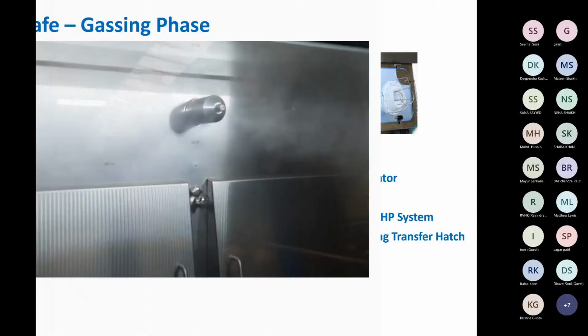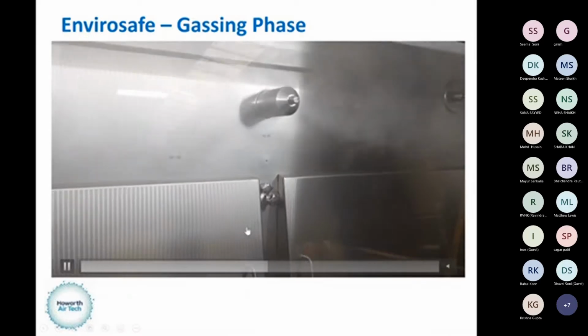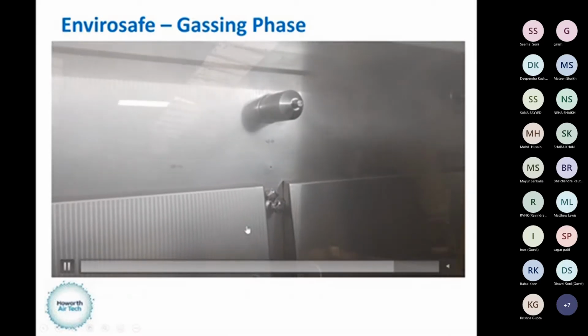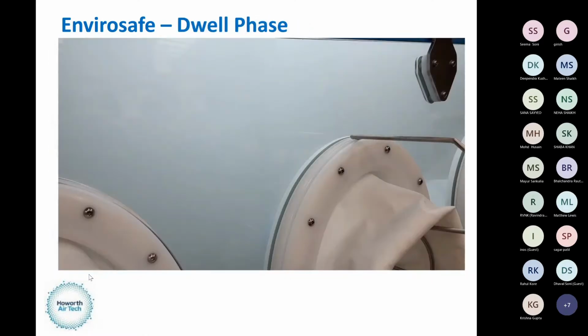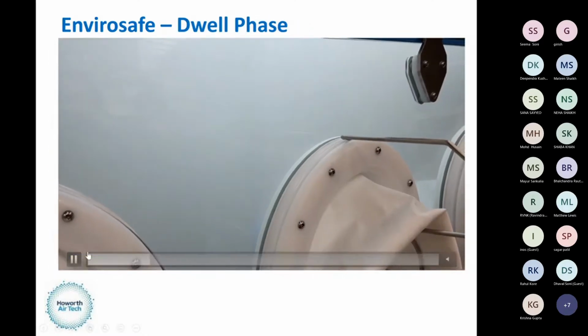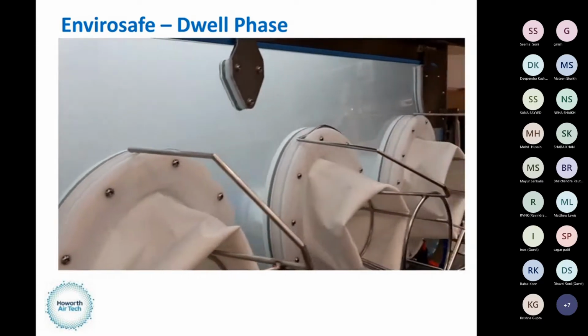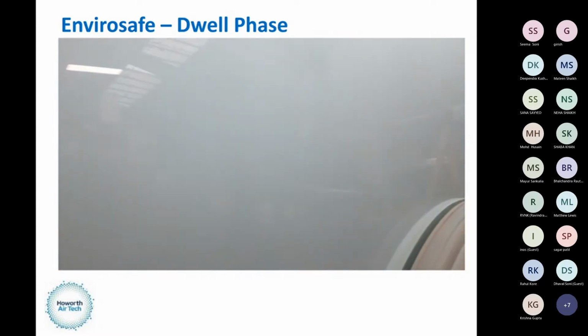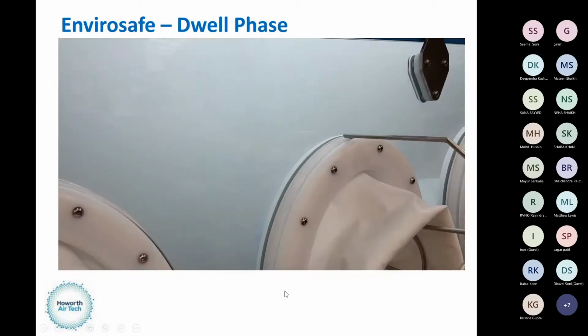So a couple little videos. So this is the gassing phase. So we use an ultrasonic nozzle, which gives like a bow tie effect, and that makes sure the VHP, the vaporized hydrogen peroxide, is transferred into the chamber, and we get full coverage. So we then go into the dwell phase. So this is where the VHP will sit within the chamber for approximately 1 hour. So we get full coverage and 10 to the -6 log kill.